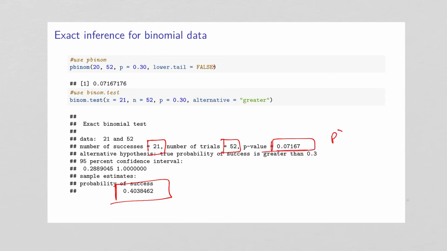So our p is greater than 0.05. So we're going to have to do what? Fail to reject. Why? Because the confidence interval here includes 0.30. Right? So if we're saying, is it bigger than 0.30, but the confidence interval includes it, then it's not going to be significant.